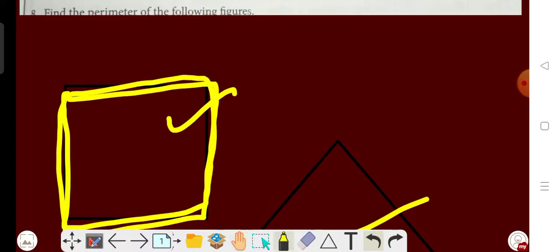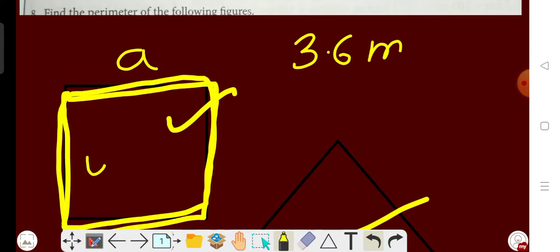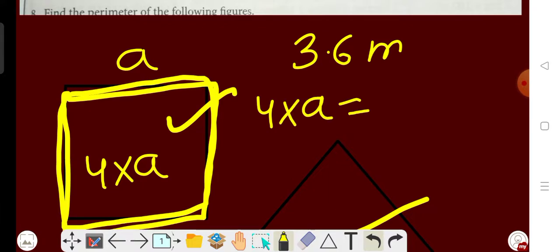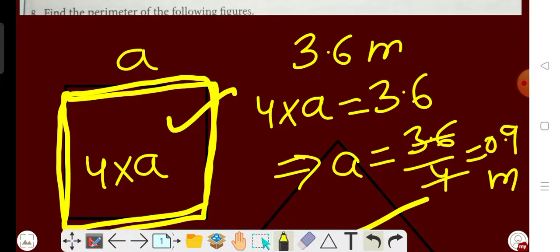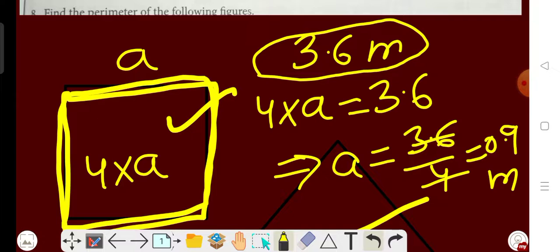So the length of wire is 3.6 meter. Let's suppose the side of the square is A. So the perimeter is 4 multiplied by A, and that must be equal to the length of the wire, and that is 3.6. As in the previous question, from here A is equal to 3.6 divided by 4. After division this will become equal to 0.9 meter. So the side of such a square formed by a wire of length 3.6 meter is equal to 0.9 meter. I hope you will get it.